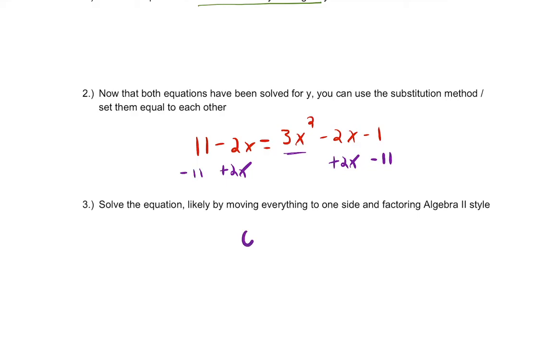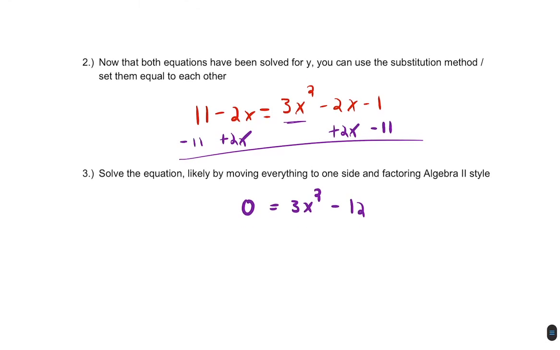So what we have here is 0 is equal to 3x squared. Oh, this is interesting. There's actually not going to be a middle term. 0 is equal to 3x squared minus 12. So this is a good one to work on, because when we go to factor this, it is factorable, right? There's two things that we need to do first.